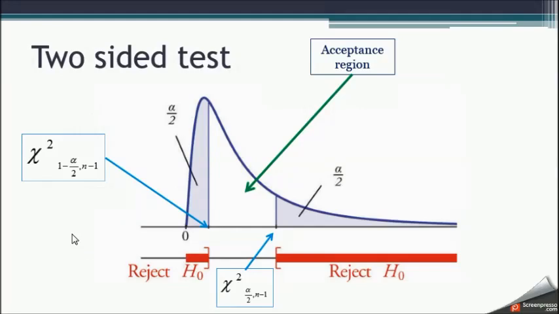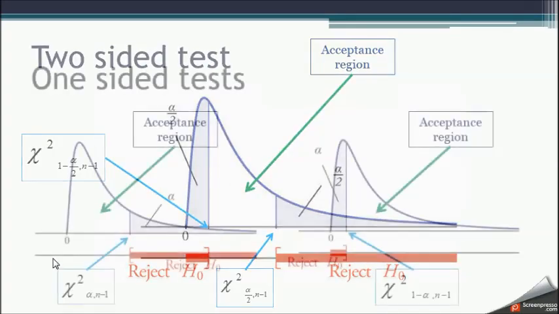So this is in the case of a two-sided test. We divide alpha into alpha over 2 to the right and alpha over 2 to the left. This is the critical value on the left side of the two sides. This is the critical value of the chi-square on the right side of the two-sided test. So the blue region is the rejection region. Here we are going to reject the null hypothesis. Also in this area we are going to reject the null hypothesis. In the white area in the middle, we are going to fail to reject the null hypothesis, or this is the acceptance region. This is in the case of a two-sided test.